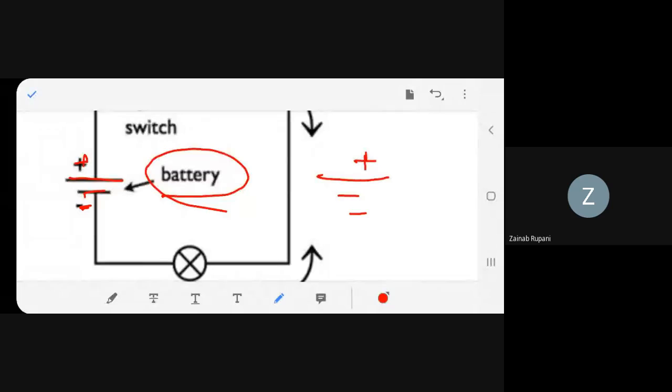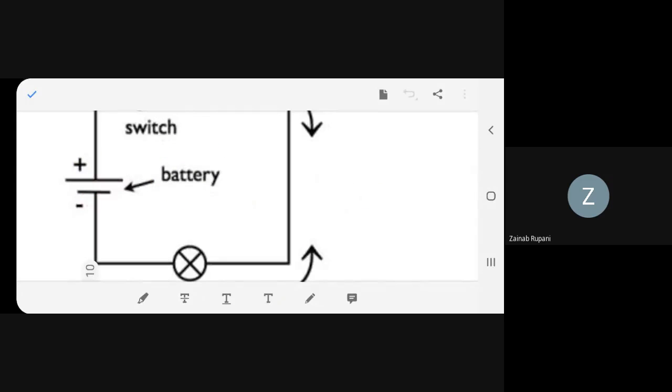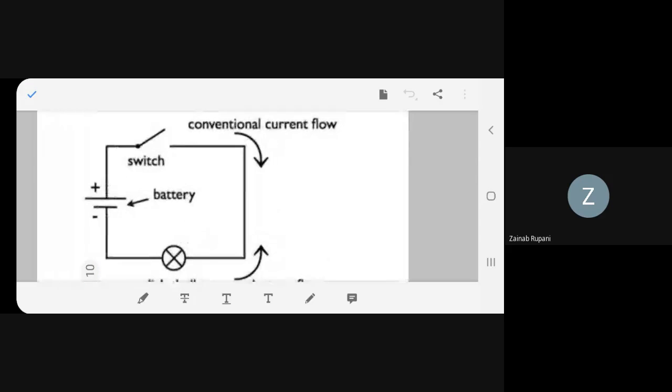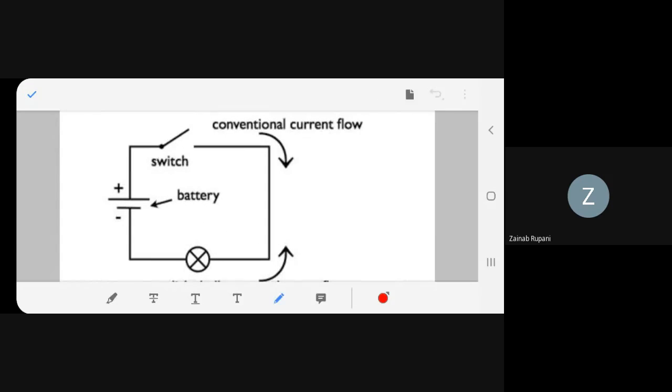Got it, beta? The small is always negative and the big one is positive. This is how you have to remember. Now, if I say that, then the current will flow from where? From the negative, isn't it? Current flows from the negative because it is electrons. So, the movement of the flow should be like this. So this is electron flow. Electricity is electron flow, but the conventional current flow is the opposite. You can see this over here?